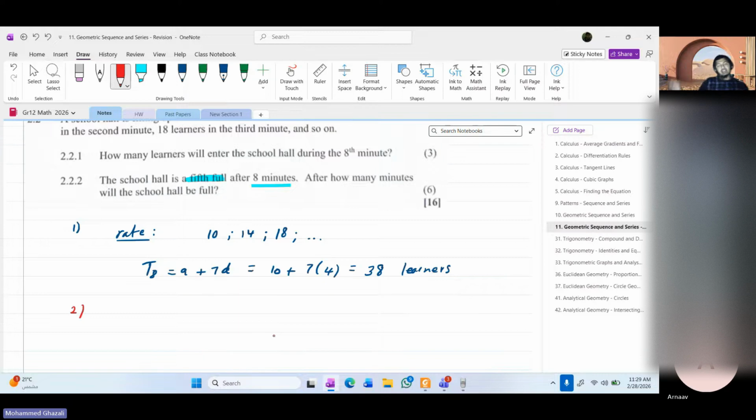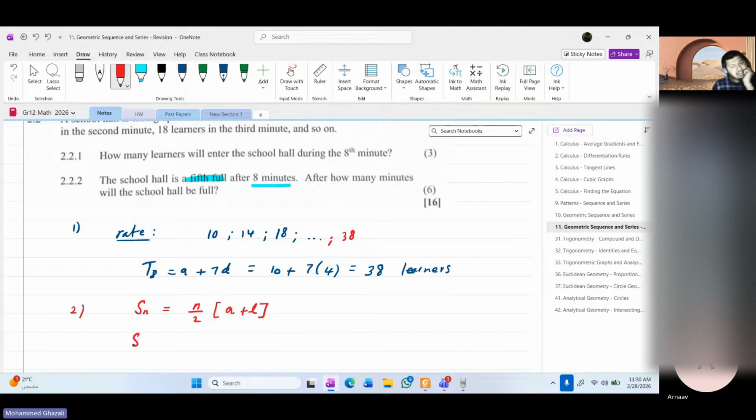And you also have a rate at which the learners are entering. So let's work out S8 first, the sum to 8 terms. So what's the Sn formula? n over 2 into a plus l. Why did I use a plus l? Because I have 38 here. Remember, after the 8th minute, you have 38 learners here.